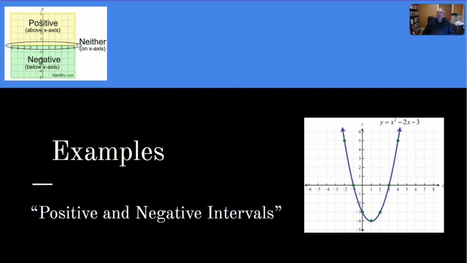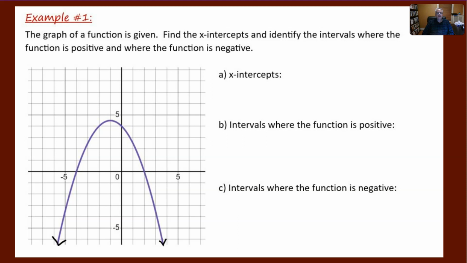In this video, we're going to talk about how to find the intervals where a function is positive and negative. So we have just a couple examples here. We have a graph of a function given below, a nice purple function. The instructions are to find the x-intercepts and identify the intervals where the function is positive and where the function is negative. Okay, so we can do that.